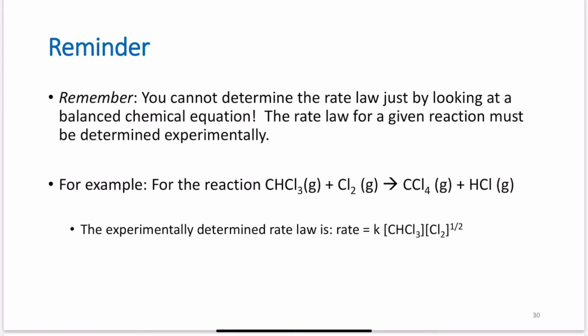But you could predict a rate law for this, but the experimentally determined rate law is actually the rate is equal to your proportionality constant k, or your rate constant k, times the concentration of chloroform raised to the first power times the concentration of chlorine to the 1/2. So you can have fractions here. I would not be able to predict this value. I would not predict this without experimentation. But experimentation is where we get the true answers.